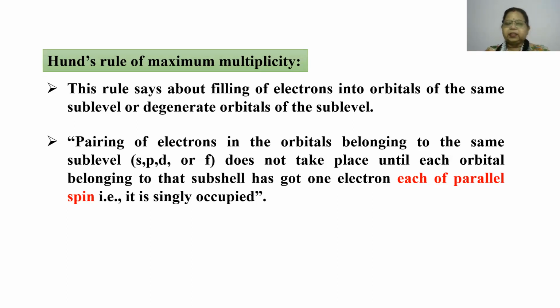For Hund's rule, I believe we will be given a diagram as I gave it to you. But if you are asked to write the definition, make sure that you write parallel spin. Parallel spin means all 3 clockwise or all 3 anti-clockwise. Is this clear to all of you? Yes, ma'am. Okay.